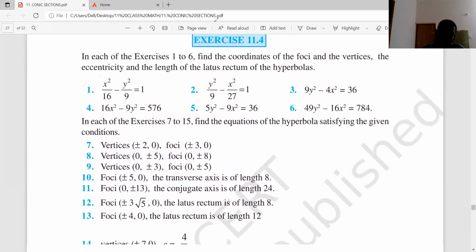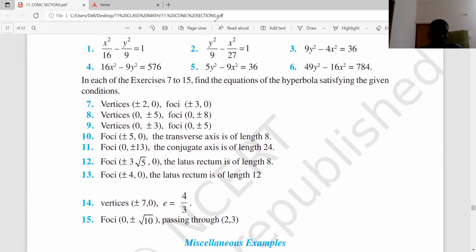But otherwise here we have 15 questions. These 15 questions you can do, and you can revise everything. You can revise circle, parabola, hyperbola, ellipse. All this you can revise. Yes, sir, I'll do that. Yeah, miscellaneous then we'll do the day after tomorrow.